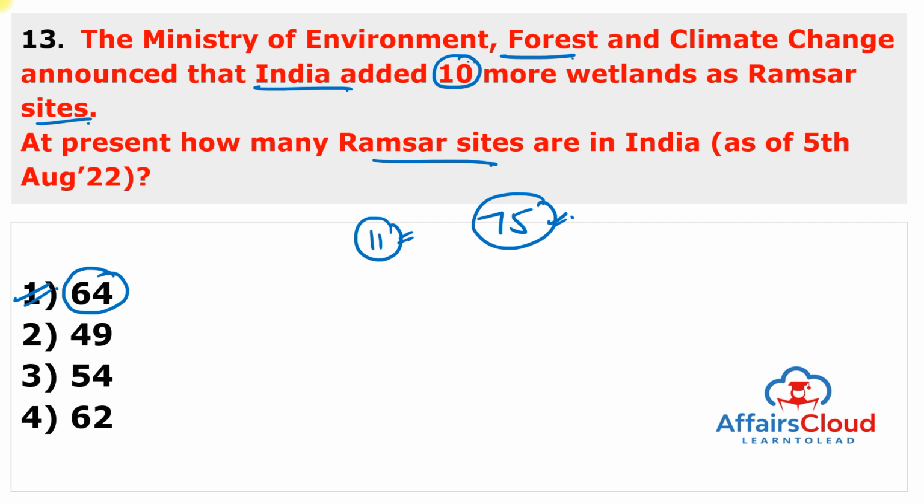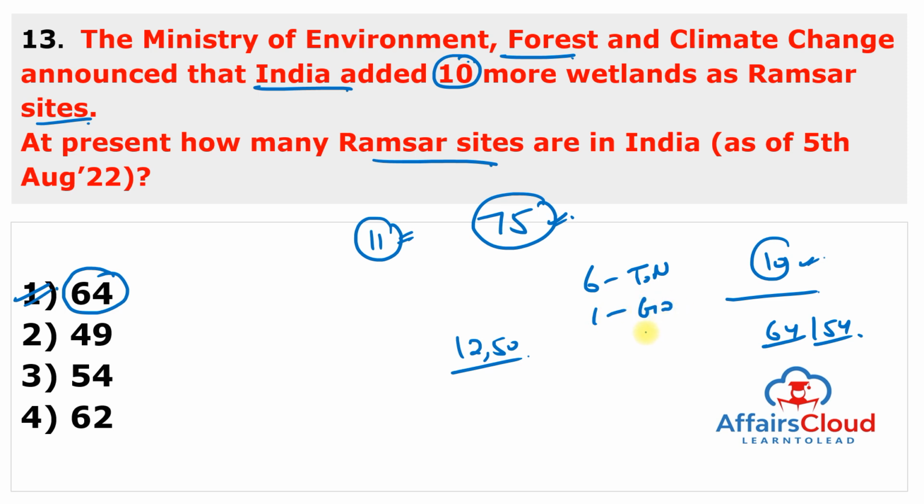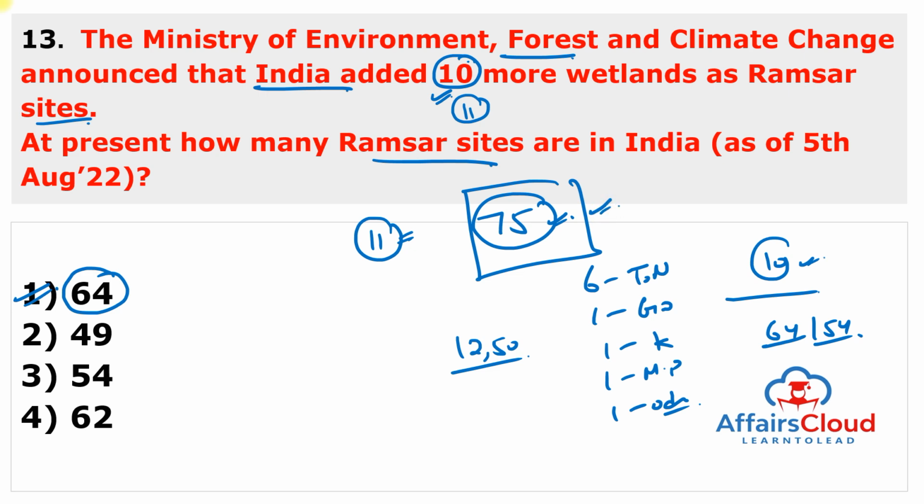According to this question, India has designated 10 more wetlands under the Ramsar Convention, or the Convention on Wetlands, taking the total number of Ramsar sites in India to 64 from 54, with an area coverage of almost 12,50,000 hectares. The 10 new sites include 6 in Tamil Nadu, 1 in Goa, 1 in Karnataka, 1 in Madhya Pradesh, and 1 in Odisha. The information was provided by Union Minister Bhupender Yadav ji of the Ministry of Environment, Forest and Climate Change. But remember, after the addition of these 10 sites, 11 more sites were added. So now the total Ramsar sites in India are 75.